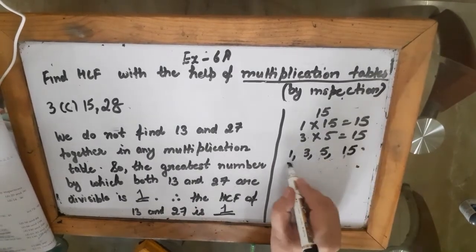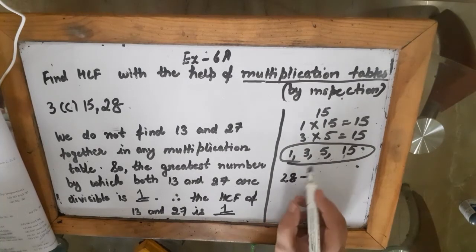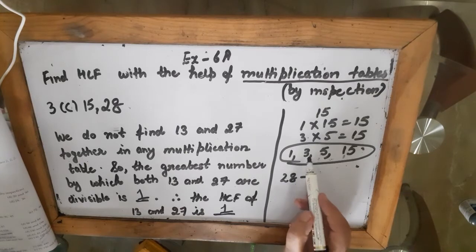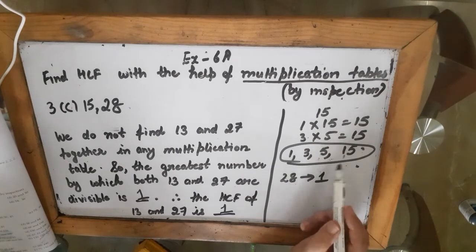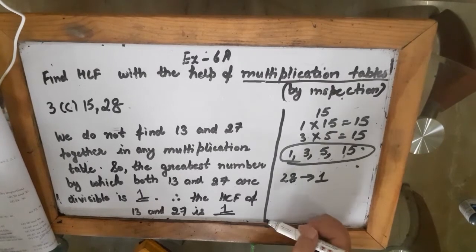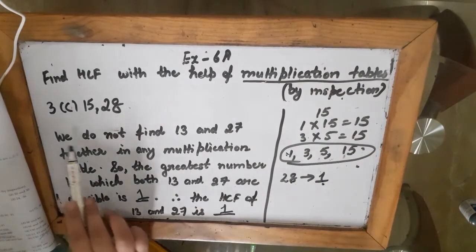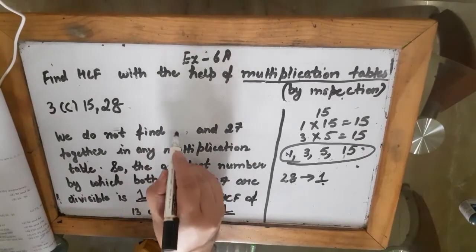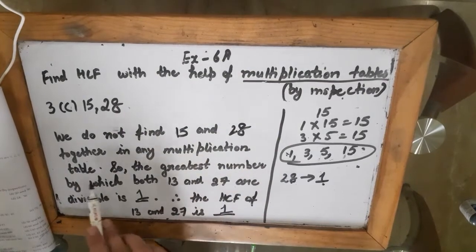So I have to find among these factors, is there any number which divides 28 also? 1, I know, is a common factor of every number. So 3, do you get 28 on the table of 3? No. Is 28 divisible by 5? No. Is 28 divisible by 15? No. So what it means is that the common factor is only 1. So again, we do not find 15 and 28 together in any multiplication table.